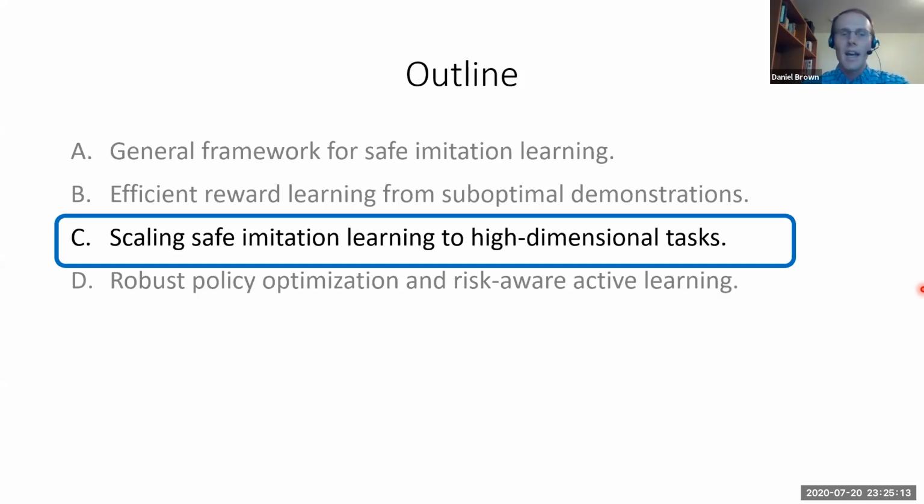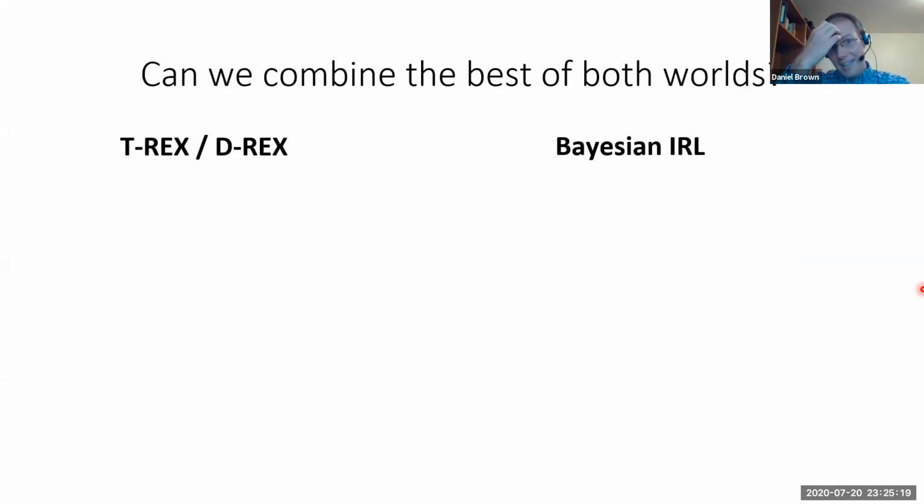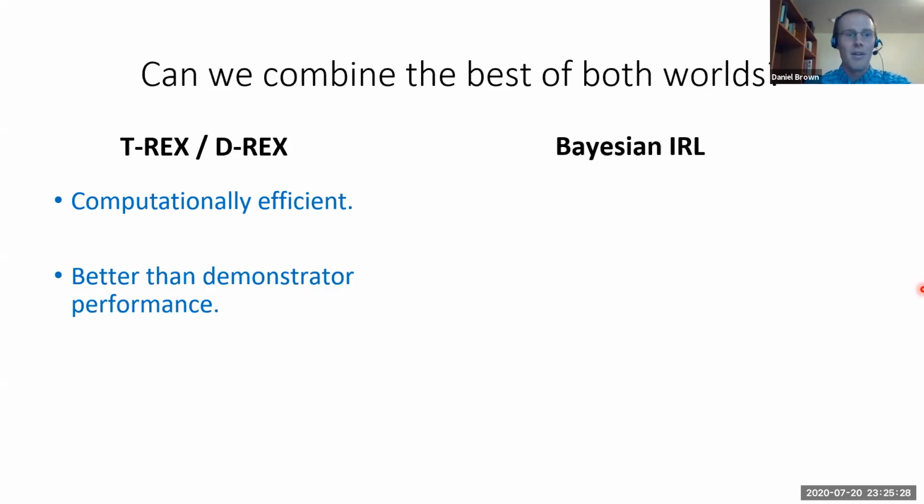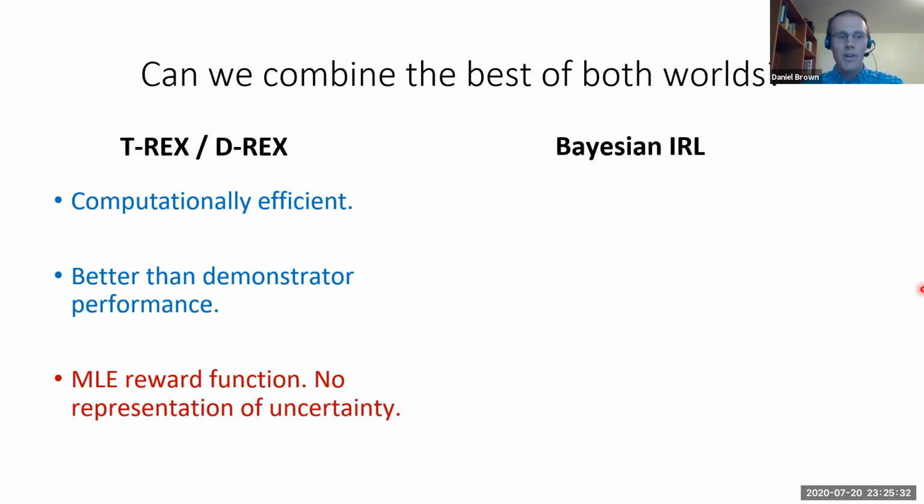where we were looking at this idea of high confidence bounds on performance, and seeing if we can scale these up to more complex tasks. The idea here is that ideally we can combine the best of both worlds. TREX and DREX are typically much more computationally efficient than Bayesian IRL, and can allow for better than demonstrated performance. However, the methods we proposed are just finding a maximum likelihood estimate of the reward function with no real representation of uncertainty. Whereas Bayesian IRL, the classical version, is typically very computationally inefficient.